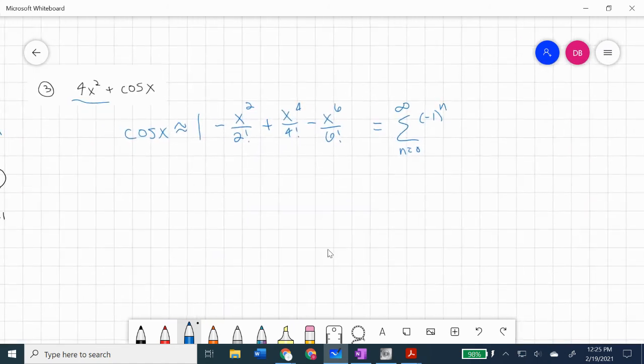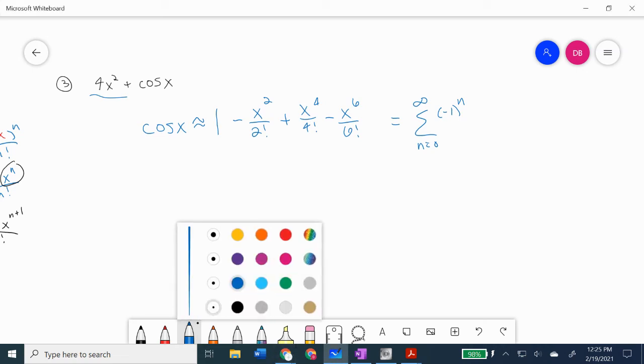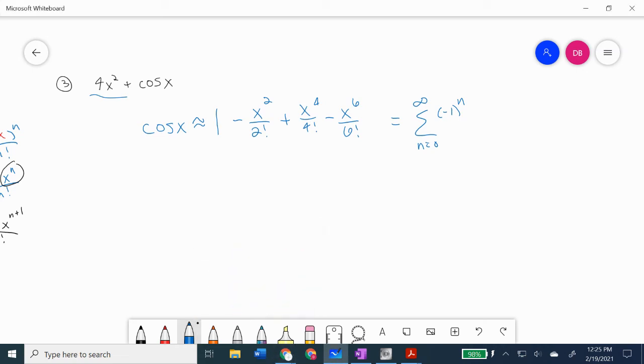Don't worry about that yet. Okay. And then with cosine, it's x to the 2n, and that same 2n in a parentheses factorial.